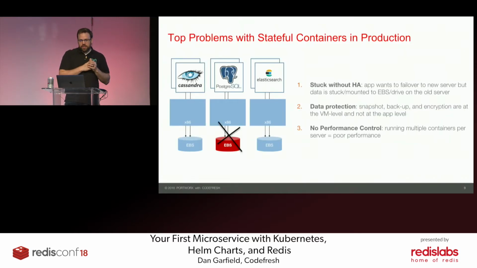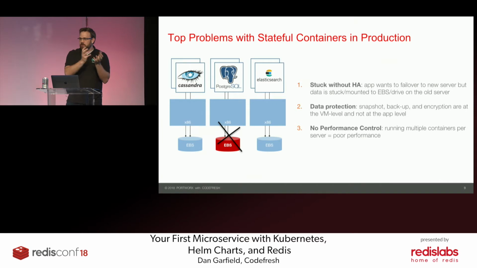Okay, so the top problems with stateful containers in production, one is it can be easy to get stuck without high availability because the app wants to fail over to a new server, but the data is maybe stuck and mounted to an EBS volume on an old server. So you can't have it in both places at once, and this becomes a problem for a stateful application where you want that high availability.